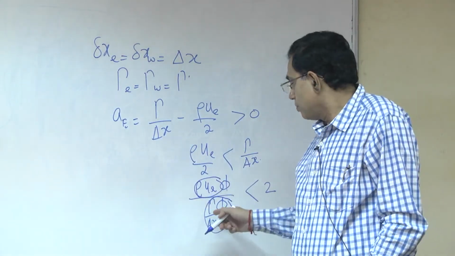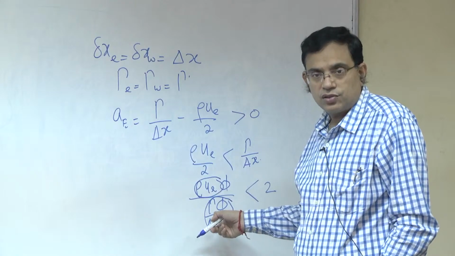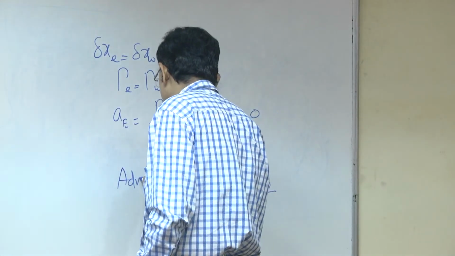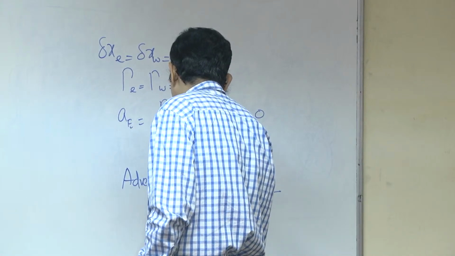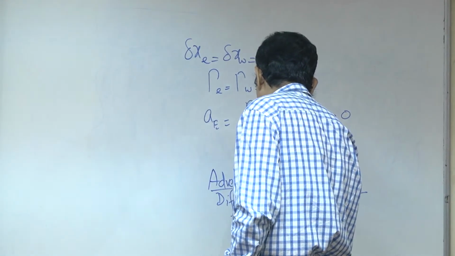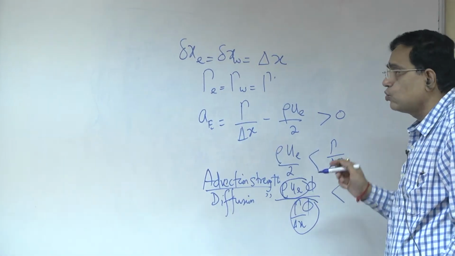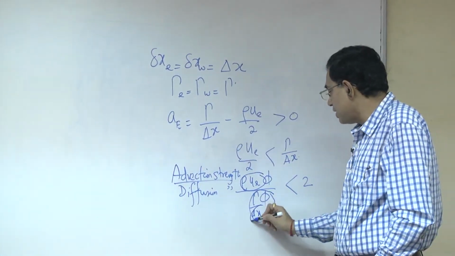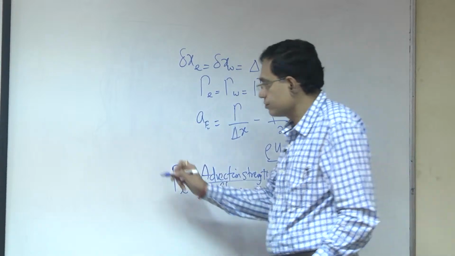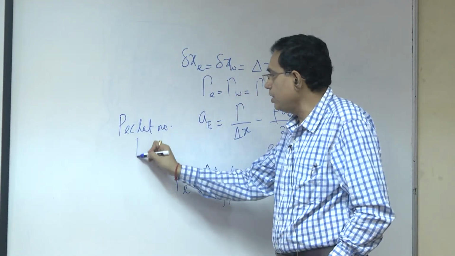Okay. Because this is like k by delta x, it is like the conductance for heat transfer. So, this is advection strength and this is diffusion strength. So, physically this means advection strength by diffusion strength. That has to be less than 2, not globally, but based on this length delta x. So, this ratio of advection to diffusion is known as the Peclet number, Pe.